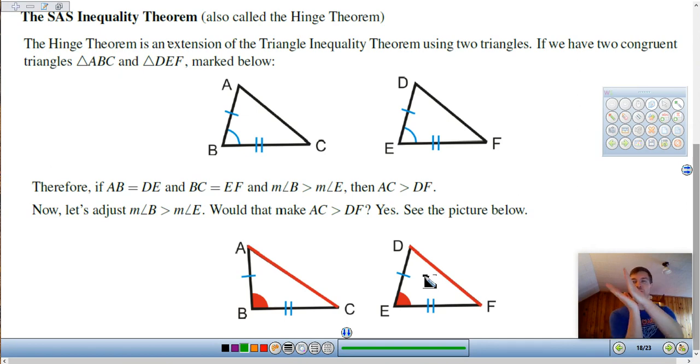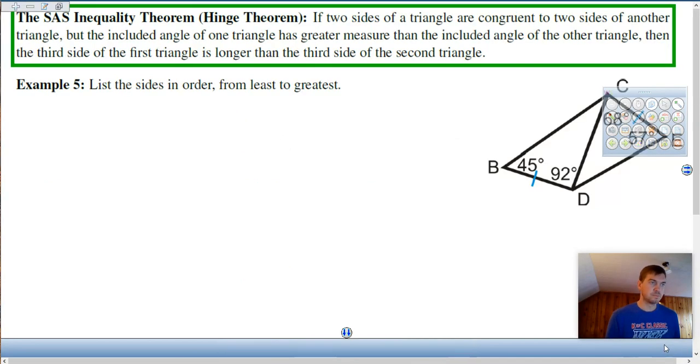And that's why it's called a hinge theorem, because you think of it as a door. If I open the door wider, the fingertips get further apart. And so as long as the sides are the same length, but one angle is bigger than the other angle, the side across from the larger angle will be longer than the side across from the smaller angle. It's kind of a basic thought. Let's see if we can apply it.